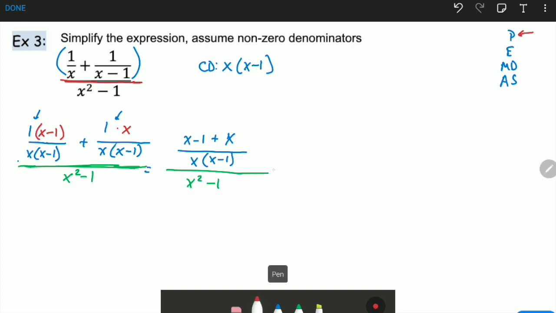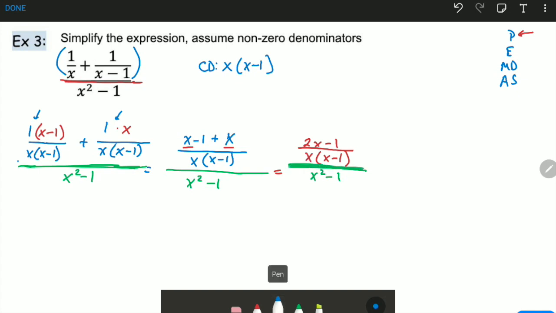If I continue going through this, combining like terms, we have x and x, which makes 2x minus 1 over the common denominator of x times x minus 1, which is over x squared minus 1. Now we are ready to deal with this fraction bar here in the middle. We'll do keep, change, flip.